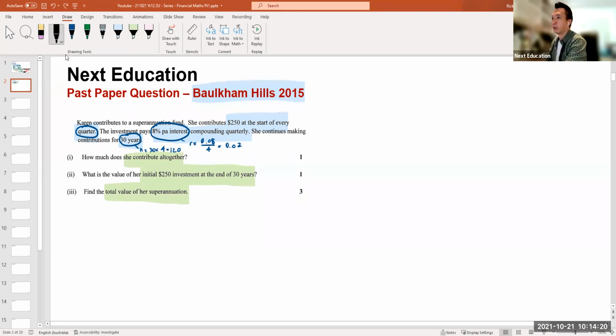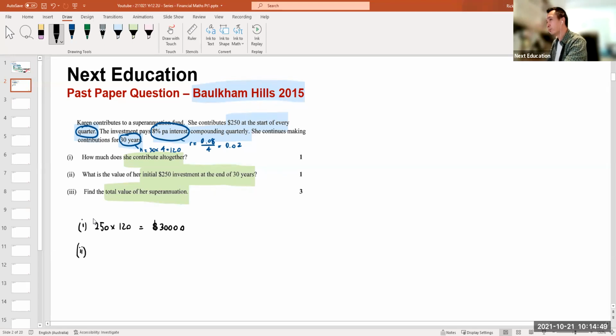So guys, part 1, very simple. We're talking how much does she contribute altogether? It's literally multiplying 250 by the number of times she pays, which is 120. Do that, and that is $30,000 on your calculator, or should be. Maybe I should have a calculator in hand. I don't. It's fine. Anyway. All right, next one, $250.